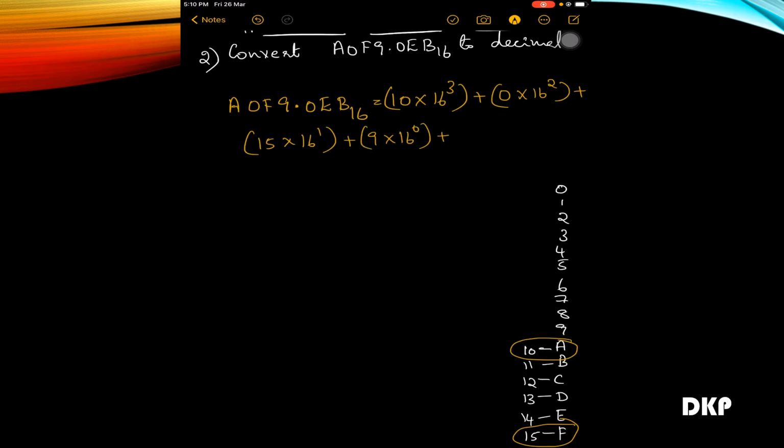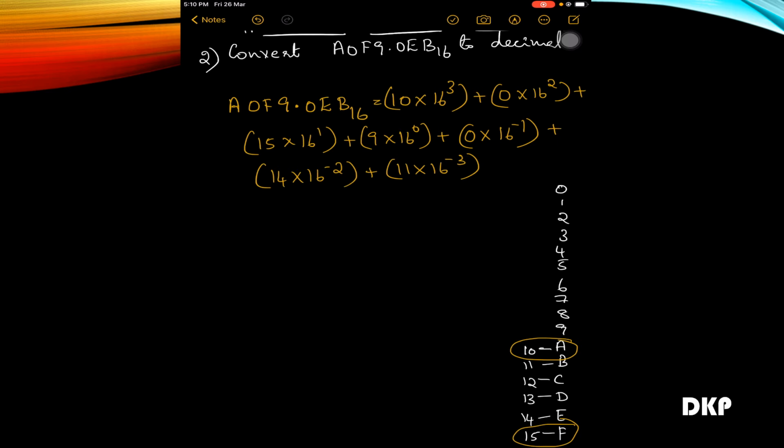now it is after the binary point. After the binary point, the first digit is 0 into 16 to the power of minus 1 plus 14 into 16 to the power of minus 2 plus 11 into 16 to the power of minus 3. Now you have to solve this.